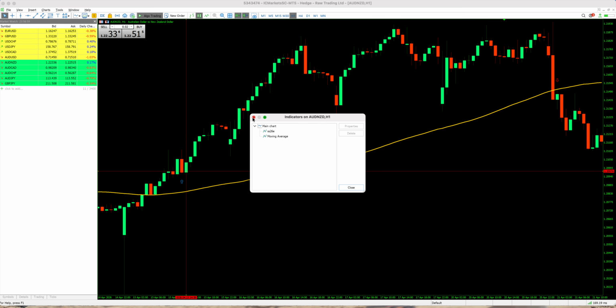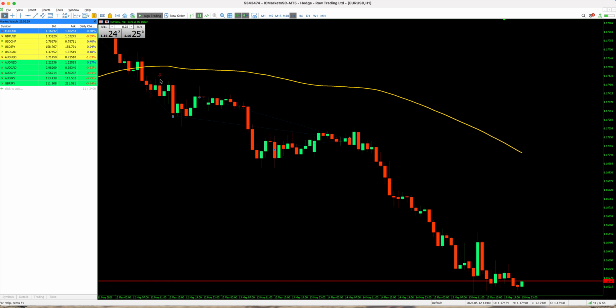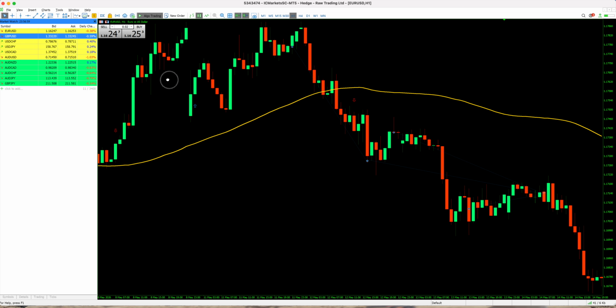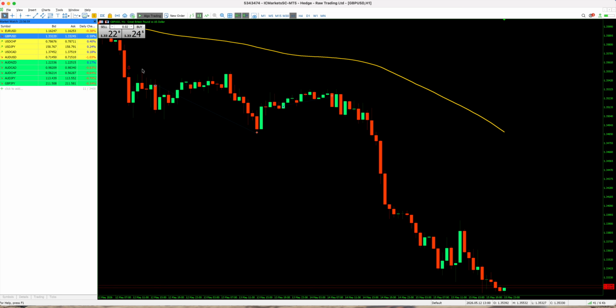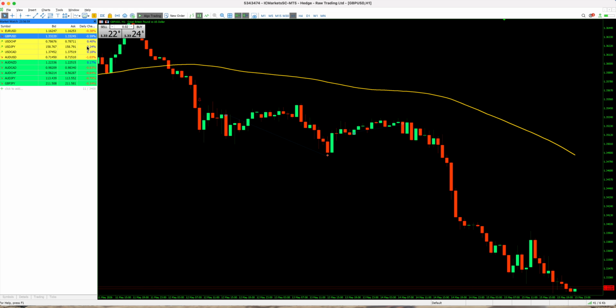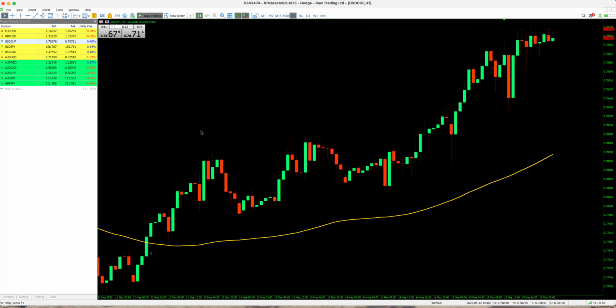Okay, let's try it with another pair, for example, EUR USD. You can see we got a signal here and the price went down a long way. Let's see on GBP USD. We got a signal here and the price flew down. Let's check on USD CHF. See, we got the entry here.